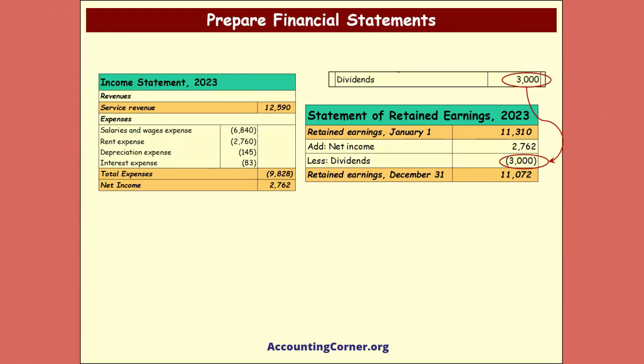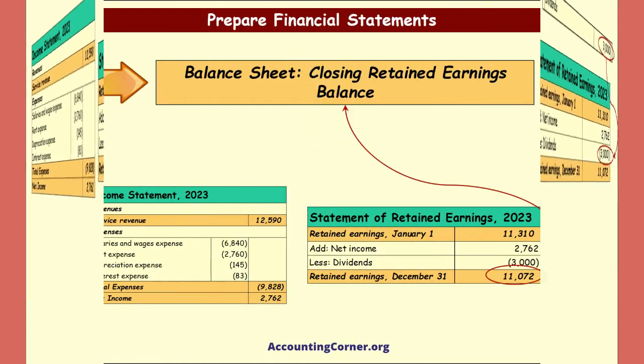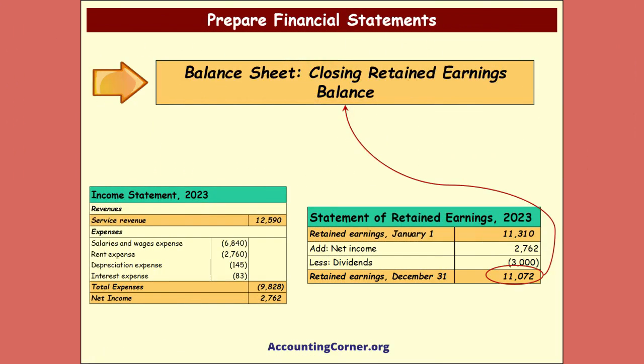Then, subtract dividends, the amount of which is taken from the given adjusted trial balance. This gives you the closing retained earnings, which is essential for determining the company's equity. The closing balance of retained earnings will be included in the balance sheet when the equity part of it will be prepared. This will be covered further in this video.